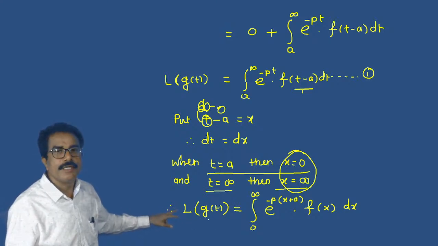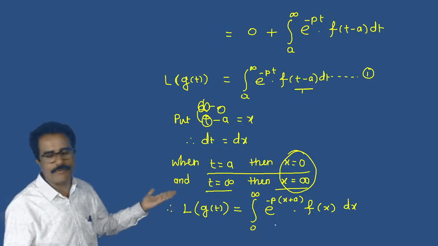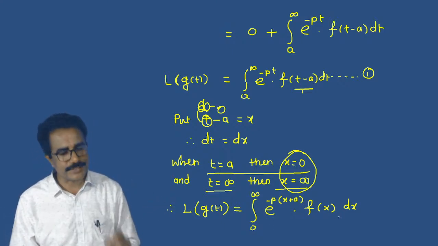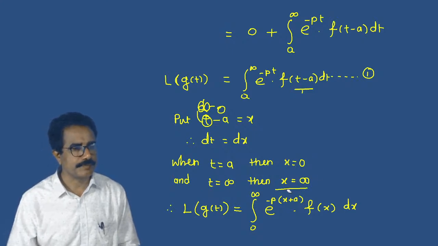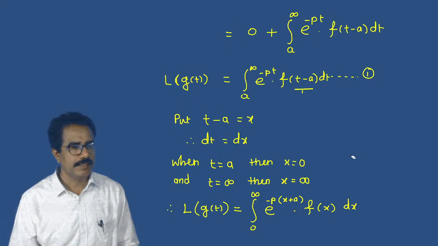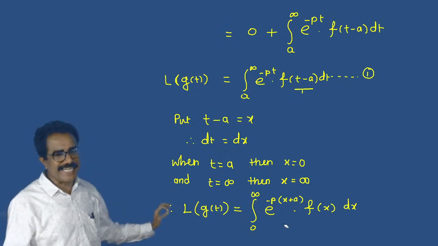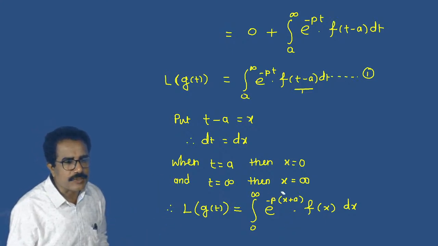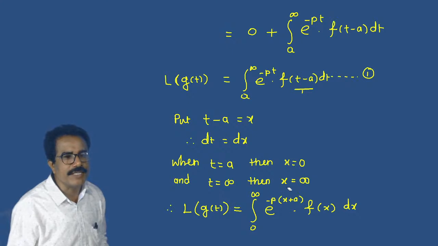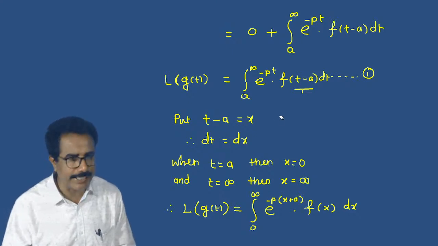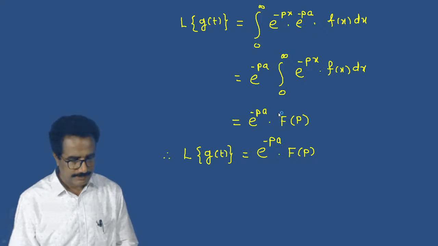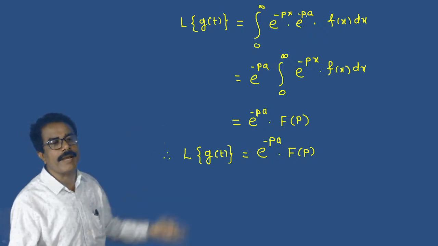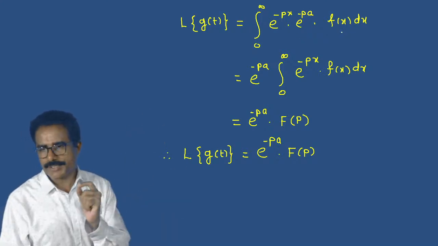So we can write L of g of t is equal to the integral from 0 to infinity of e raised to minus p into x plus a, f of x dx. Now we can write this again by multiplying out the bracket: minus p x minus p a. Then we get e raised to minus px into e raised to minus pa, f of x dx.